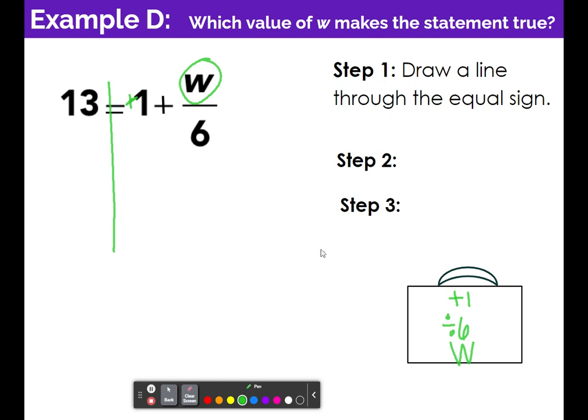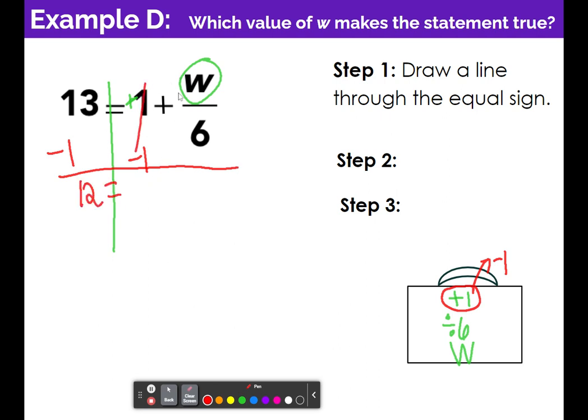Okay, now I have to unpack so I could see how to solve it. The packing is what happened to the W. The unpacking is how I solve the equation. So I got to get rid of this guy first and subtract 1 on both sides. So I'm going to subtract 1 on both sides, and 13 minus 1 is 12.